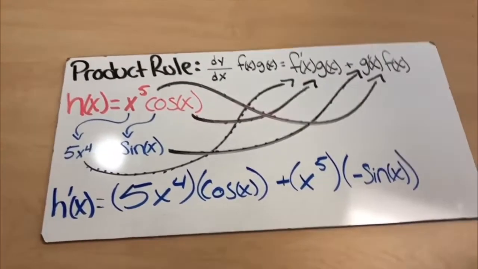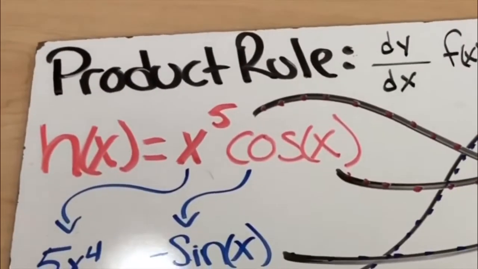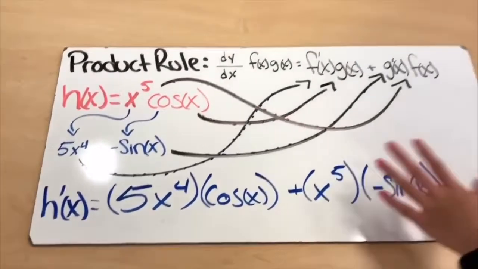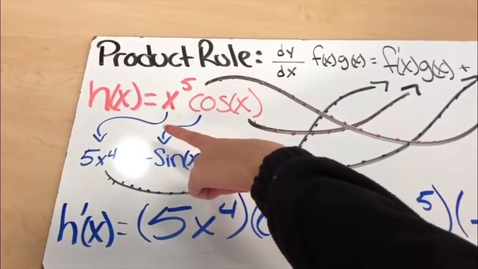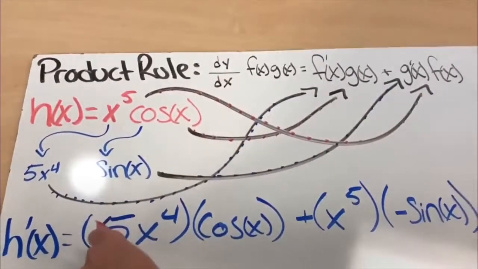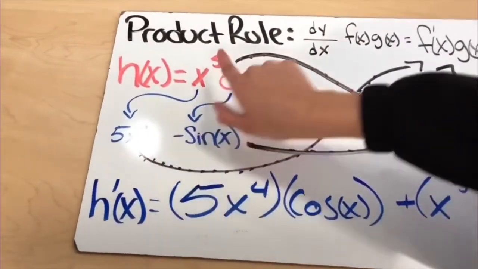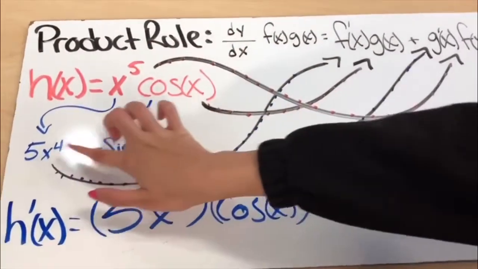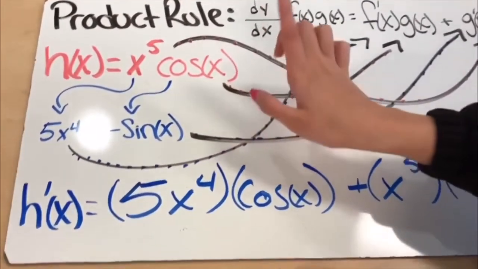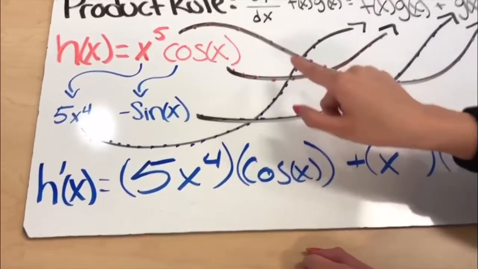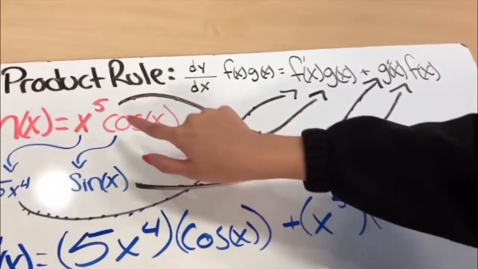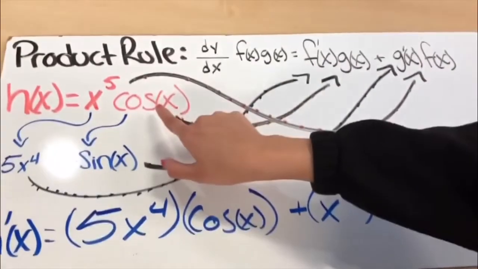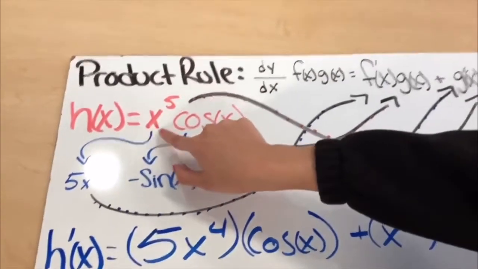Okay, so the given function was x to the 5th times cosine x, and the goal is to find the derivative of that. So when you use the product rule, first you have to do the derivative of the x to the 5th. So that would be 5 times 1 is 5, and 5 minus 1 is 4. So 5x to the 4th. And you would multiply that by cosine x. And then after that, you would add it to the derivative of cosine x, which is negative sine x. And you would multiply that by x to the 5th.